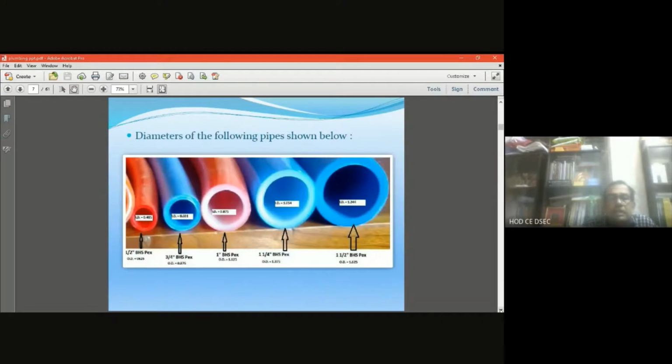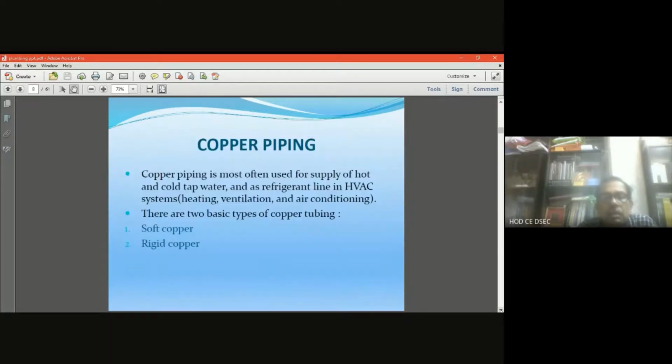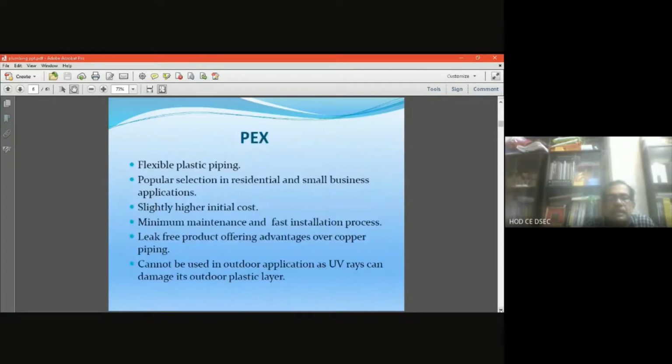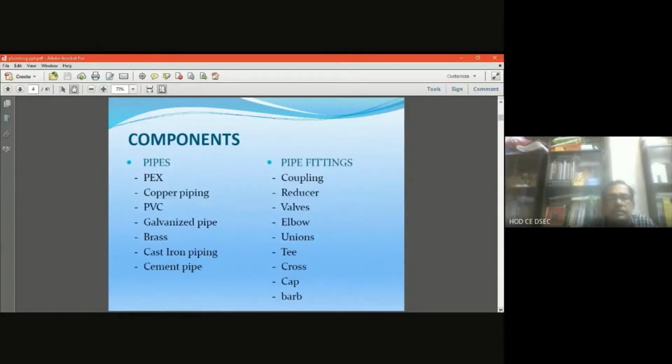So the diameters of the following pipes are shown below. These are the various diameters of the pipes that have been shown. This is an example of the plastic flexible pipe. So these are the plastic flexible pipes. Exactly, it looks like this.